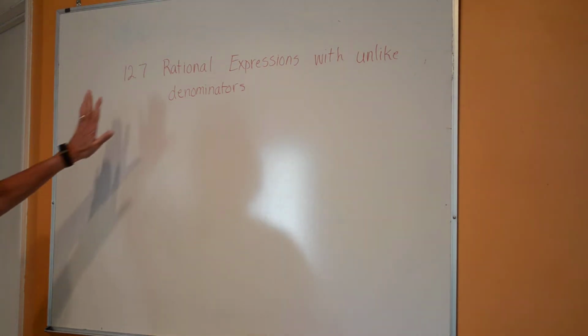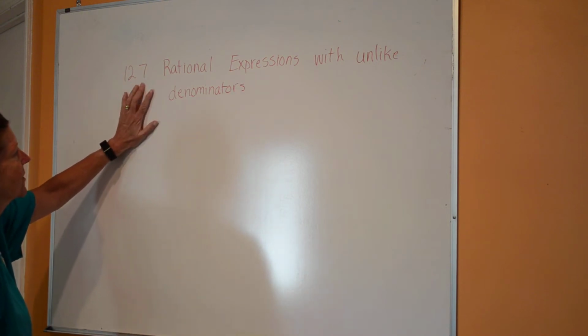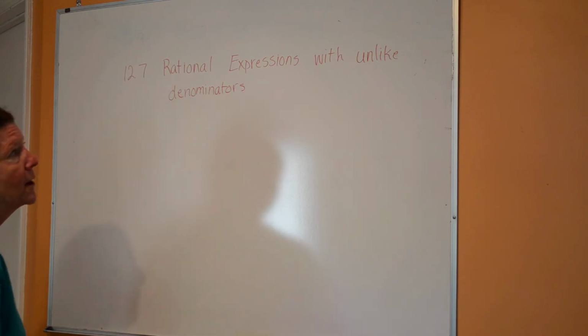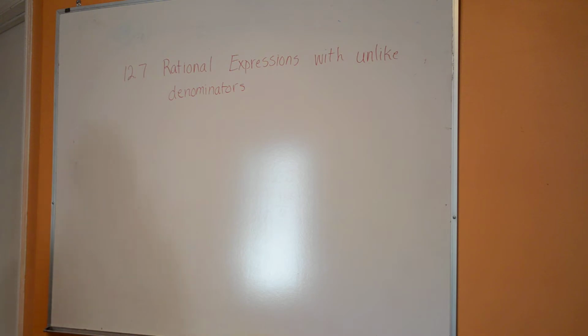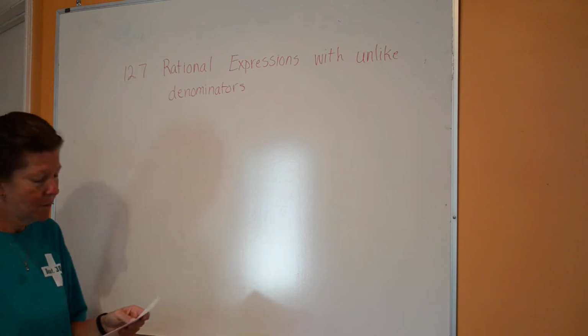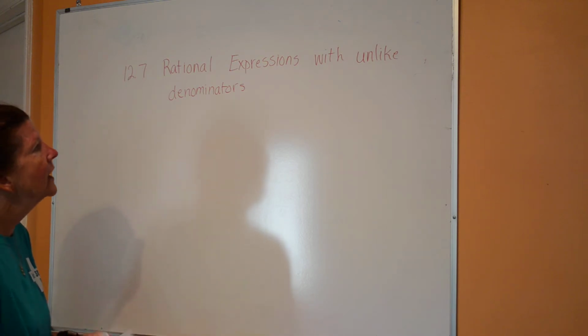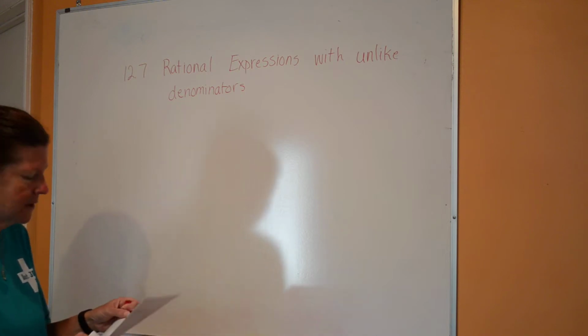Today we're on chapter 12, section 7, rational expressions with unlike denominators. In other words, when the bottom numbers don't match. This is when the chapter gets a little bit harder. You're going to have to stay with me.